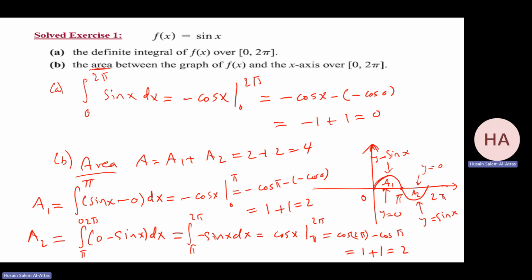Okay, so I find the definite integral, I'm getting 0, but I'm finding the areas, I'm getting 4, which is very clear. The definite integral means A1 minus A2. But if I find the area, it will be the sum.